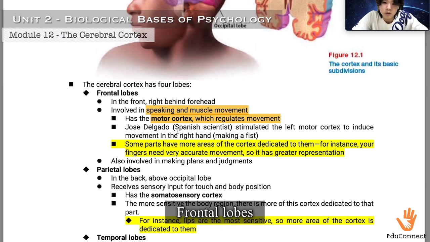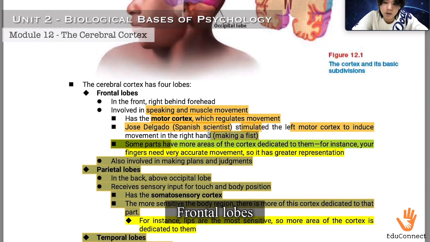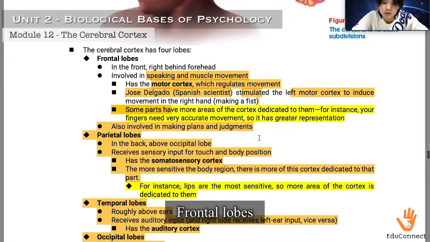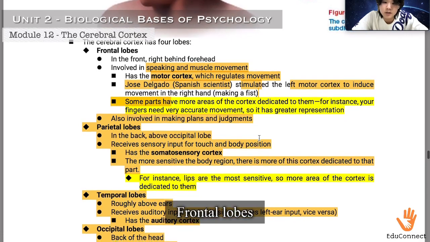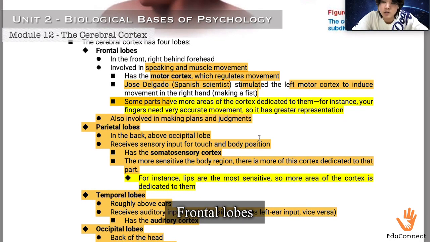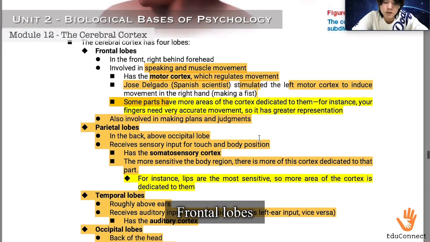Somebody called Jose Delgado, a Spanish scientist, stimulated the left motor cortex to induce movement in the right hand, making a fist. Now, some parts have more areas of the cortex dedicated to them. For instance, your fingers need very accurate movement, so they have greater representation. The frontal lobe is also involved in making plans and judgments.